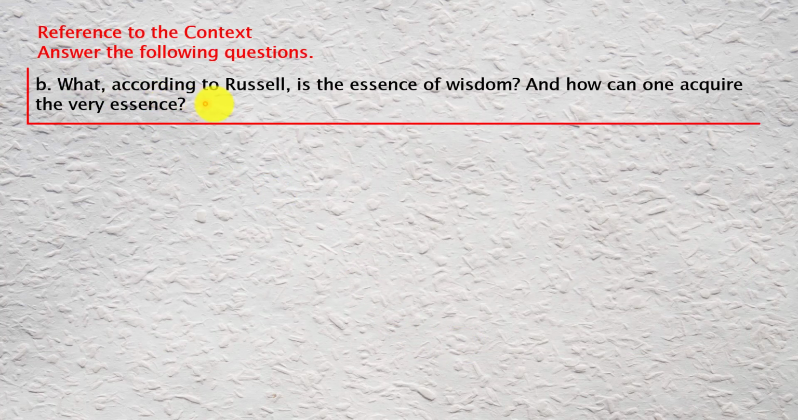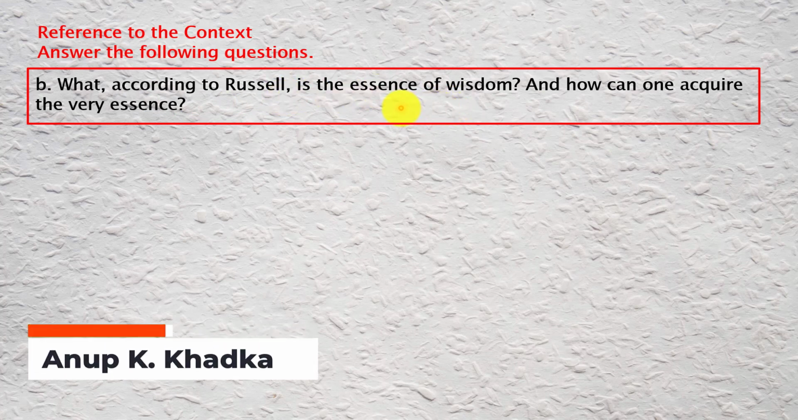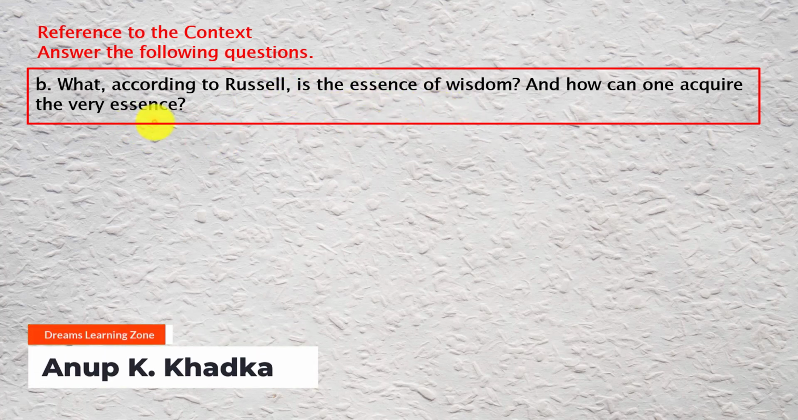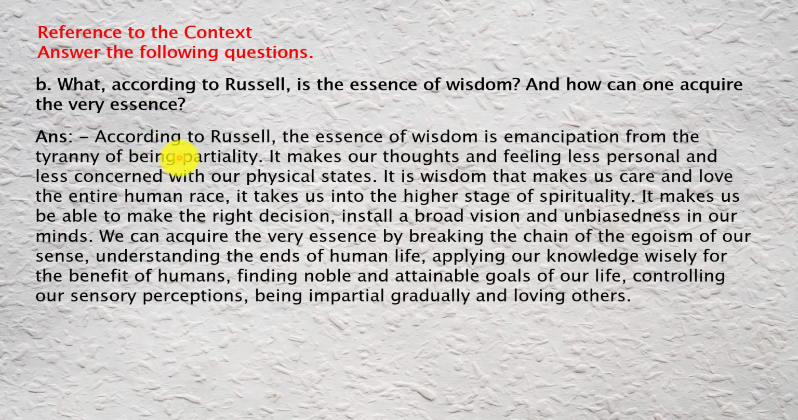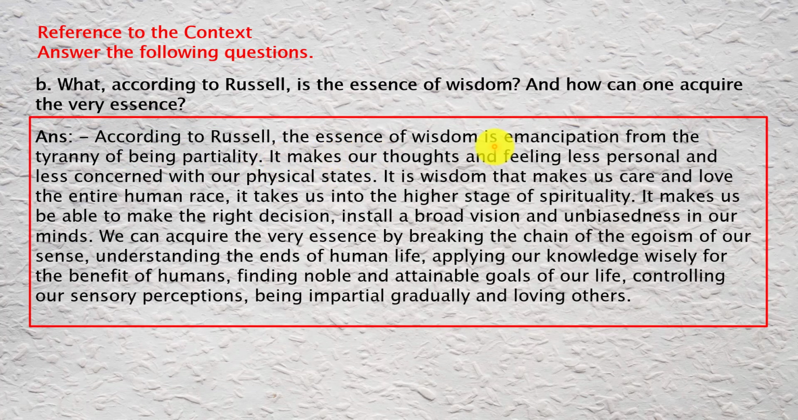Question number B. What, according to Russell, is the essence of wisdom? And how can one acquire the very essence? Answer is, according to Russell, the essence of wisdom is emancipation from the tyranny of being partiality. It makes our thoughts and feelings less personal and less concerned with our physical states. It is wisdom that makes us care and love the entire human race. It takes us into the higher stage of spirituality. It makes us be able to make the right decision. Instill a broad vision and unbiasedness in our minds.